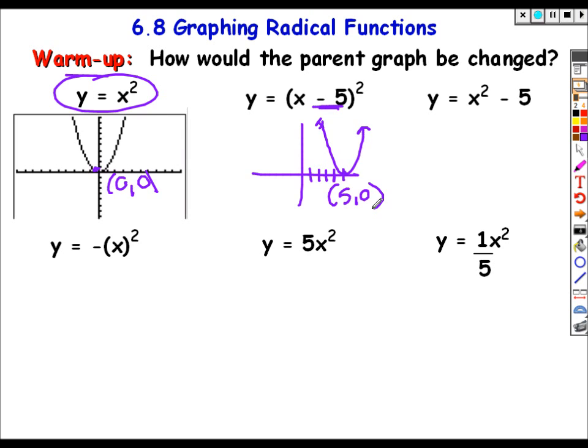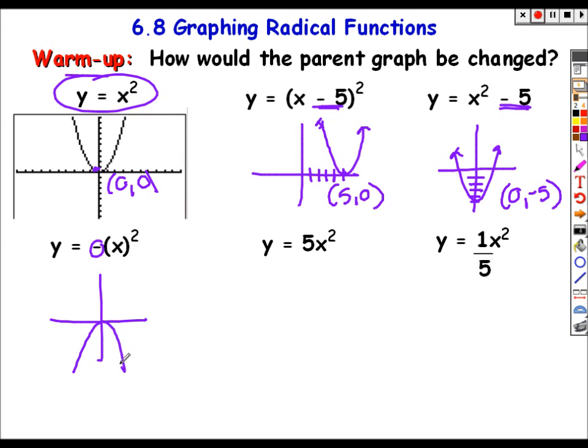right. If I'm subtracting 5 and it's not attached to that x squared, then that's going to move the graph 5 down. You could see here if I plug in 0 for x, 0 squared minus 5, your vertex would actually be down 5 at 0, negative 5. The negative out front, that would actually reflect the graph over the x-axis.